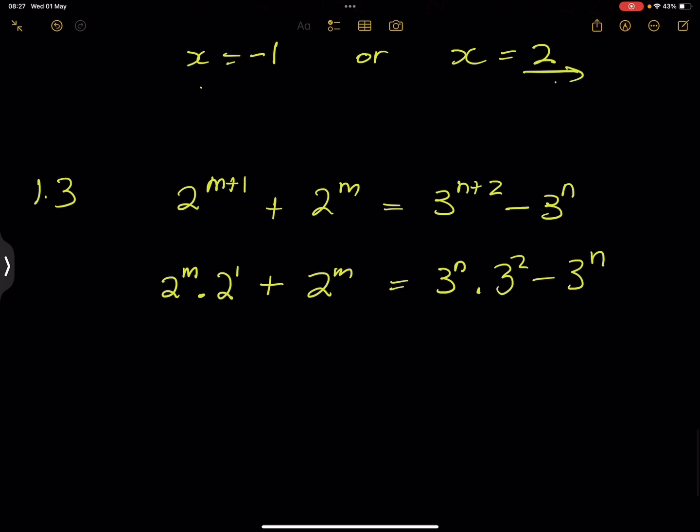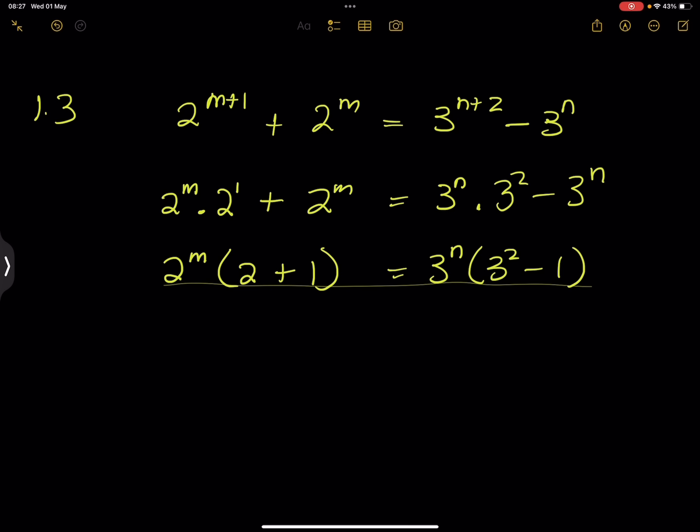And I'm sure you can see how we can actually take that out as a common factor. So what does this become? That becomes 2 exponent m times (2 exponent 1 plus 1) if we take out the 2 exponent m. And on the right hand side, we've got 3 exponent n, so I'm left with 3 squared minus 1 as well. So what does this give me? 2 exponent m times 3 is equal to 3 exponent n, and 3 squared is 9 minus 1, that gives us 8.